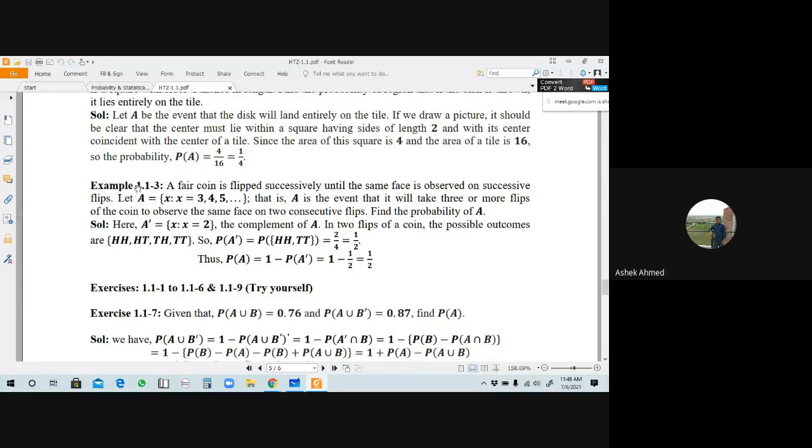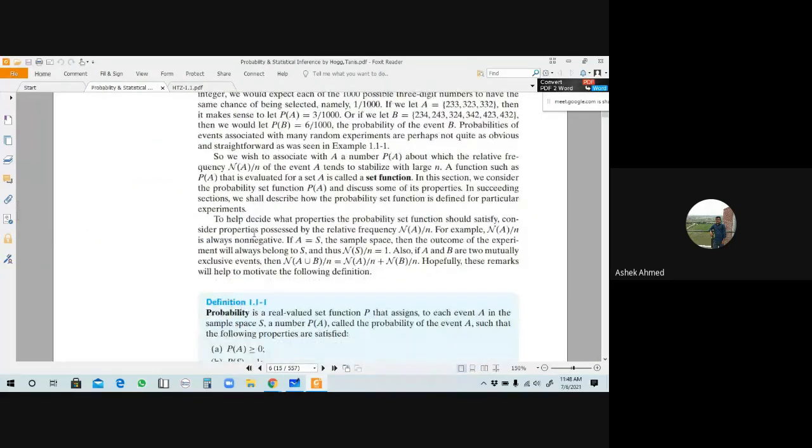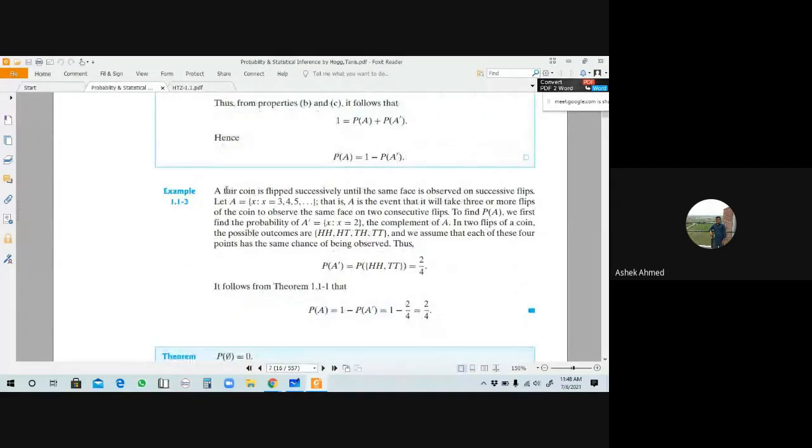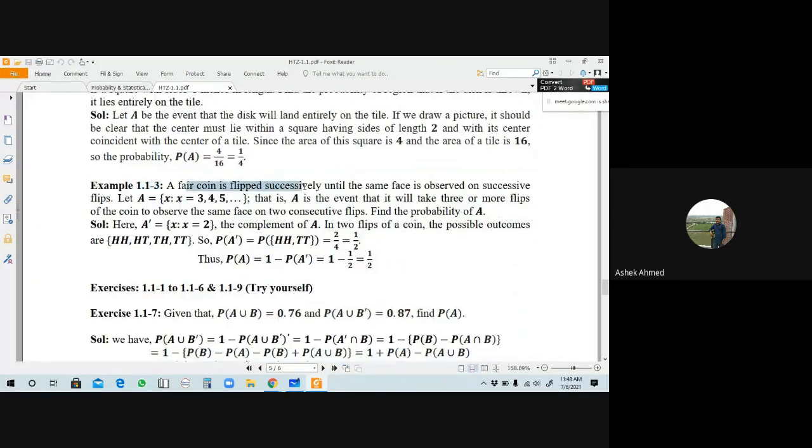The next problem, this is 1.13. A fair coin is flipped successively until the same face is observed on successive flips. A fair coin is flipped successively until the same face is observed on successive flips. What do you mean by this?